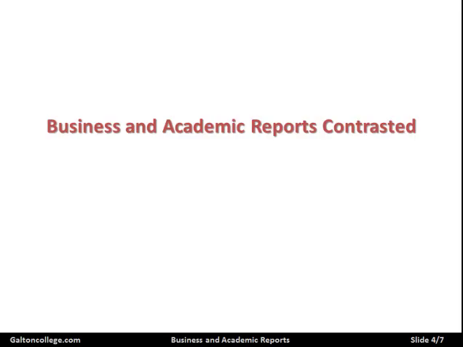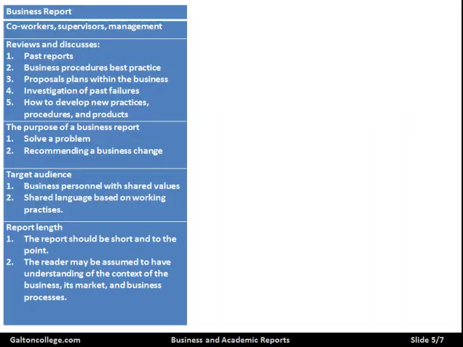Now let's contrast the business and academic reports. Well, that's the business report. It's broadly aimed at co-workers, supervisors and management. The review section, well, it looks at past reports, the business procedures, the best practices, what's going on in the industry, what's been recommended, what's the state of technology, what is the likely future course of the market, and so on.